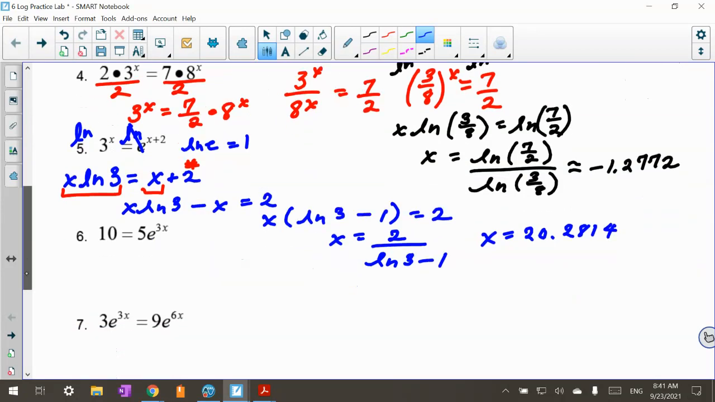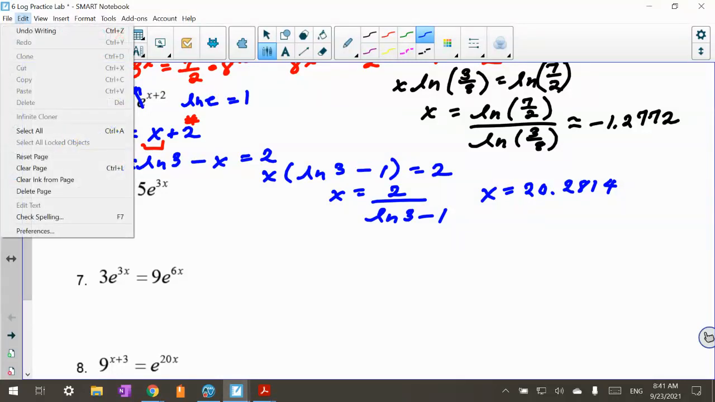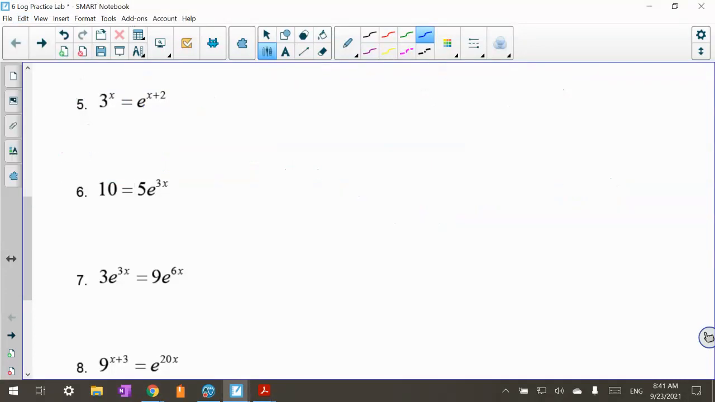Okay? All right, I'm working on number 6. And again, stop this whenever you want. I'm going to clear what's here, clear ink from the page so it's not so confusing.